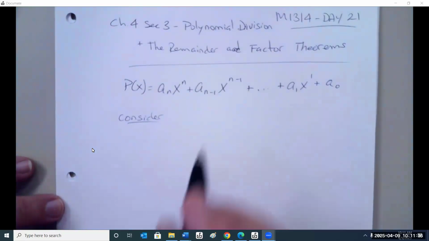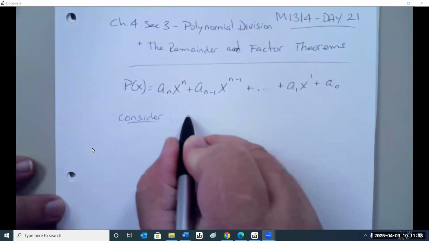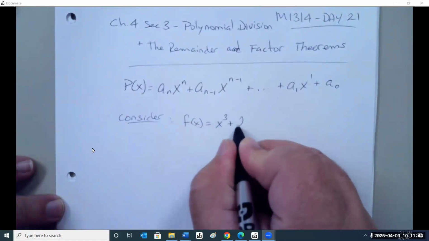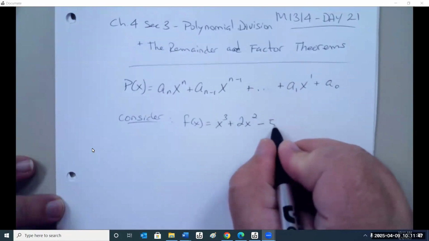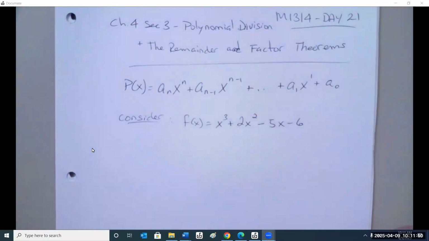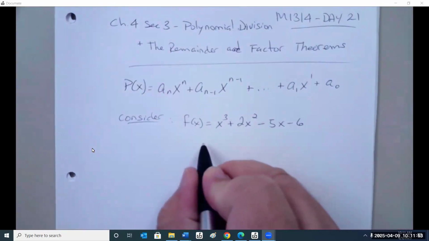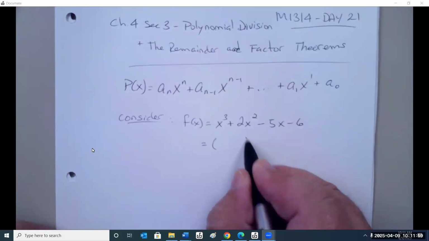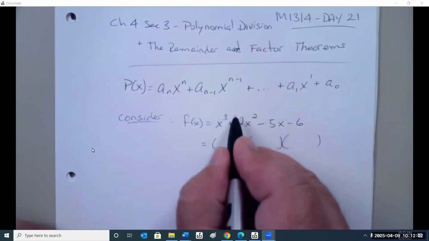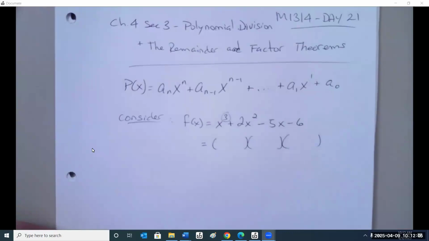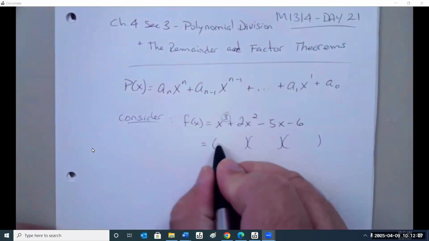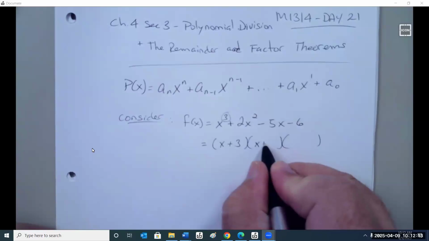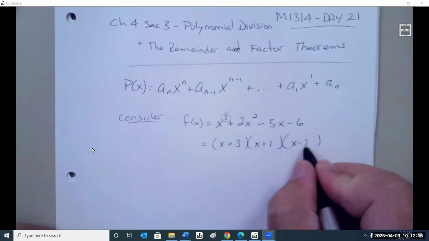Consider what we just did. We took an equation, f of x equals x cubed plus 2x squared minus 5x minus 6. What we're going to be using the next couple of sections, we're going to find the solutions. We're going to find the factors. We know it's a degree 3 polynomial, so we have 3 solutions. So when we factor this one, if it's factorable, we're going to get x plus 3, x plus 1, and x minus 2.